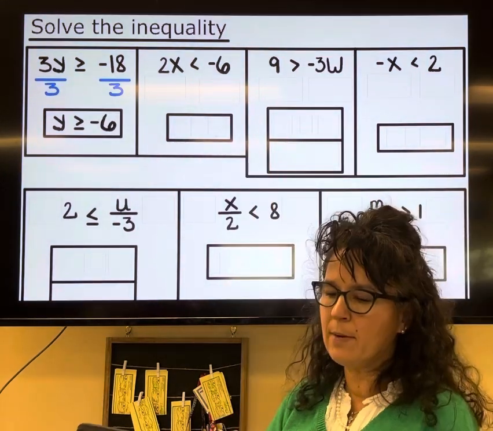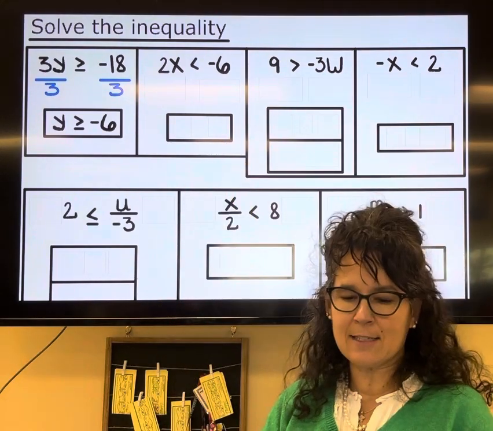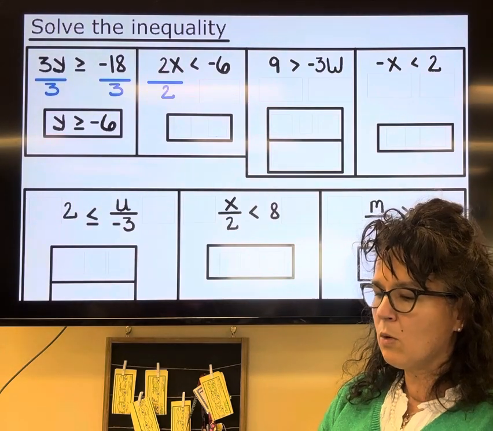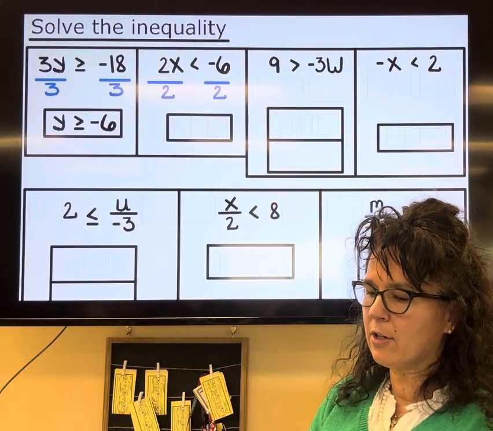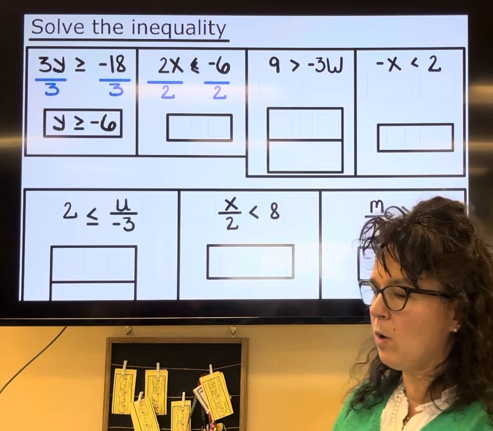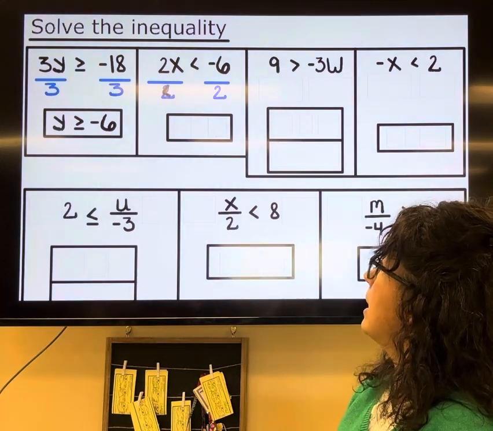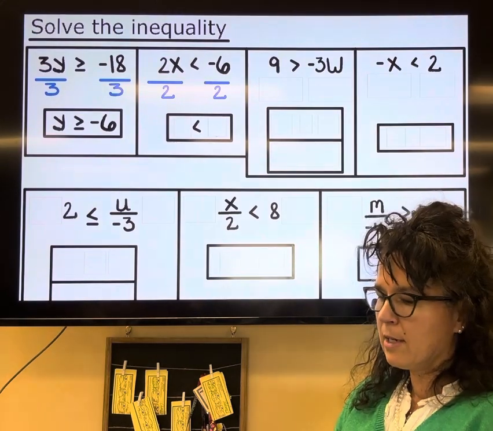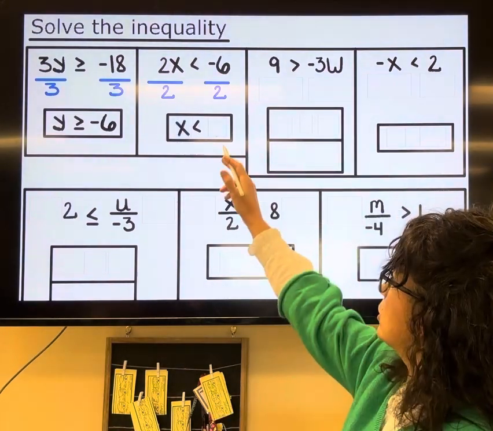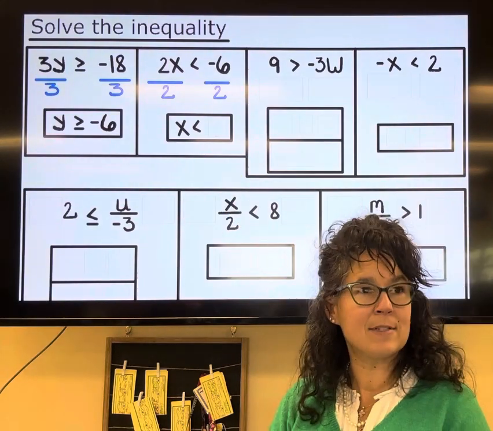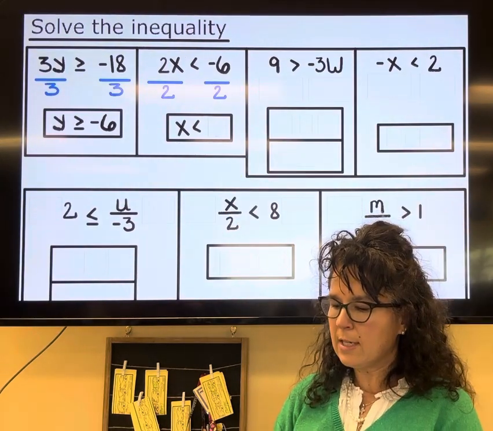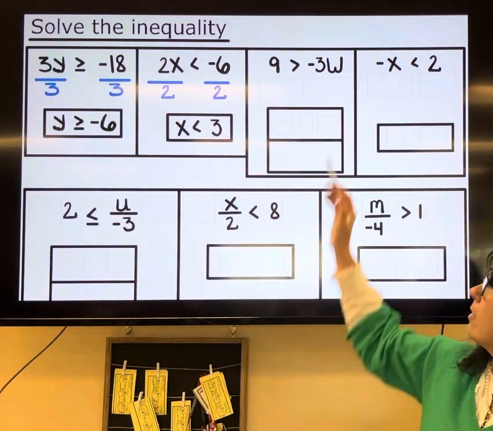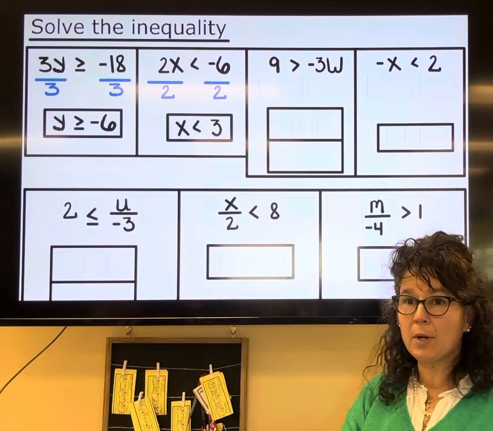In this next one, there's a 2 next to the x. So I want to get rid of multiply by 2 by dividing by 2. What I do to one side, I do to the other. Again, in this particular one, I'm dividing by a positive number, so the inequality symbol is going to come straight down. Dividing by 2 got rid of the 2, so x is by itself, and negative 6 divided by positive 2 is negative 3.